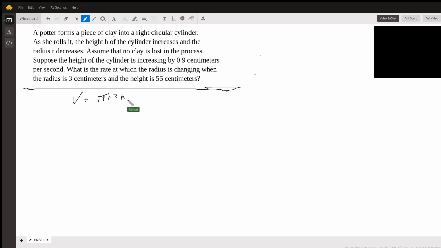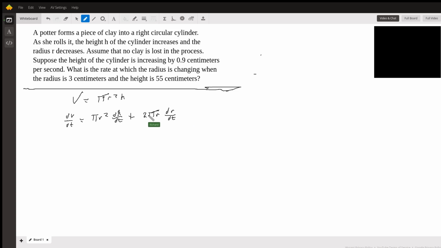All right, so let's start by taking the derivative with respect to time. So you're going to get dV/dt on the left, equal to pi r squared dh/dt. So it's the first times the derivative of the second plus the second times the derivative of the first. So the second one is going to be 2 pi r h dr/dt, because the derivative of r squared is 2r. That's where the 2r is coming from.